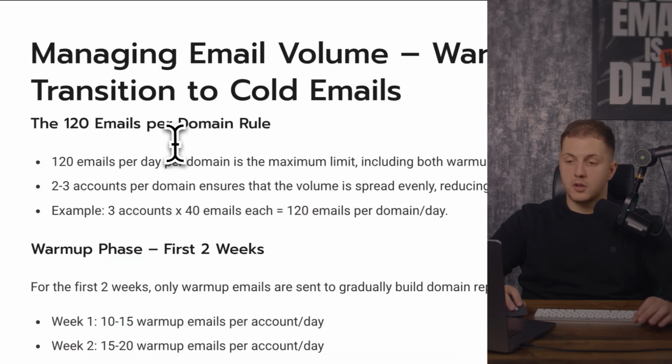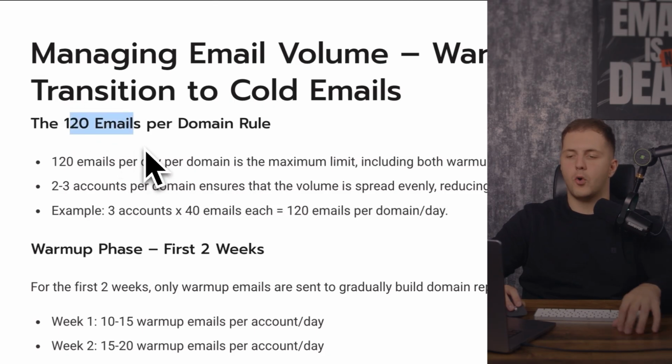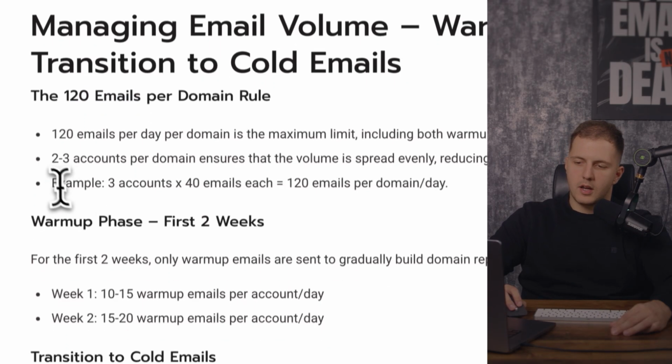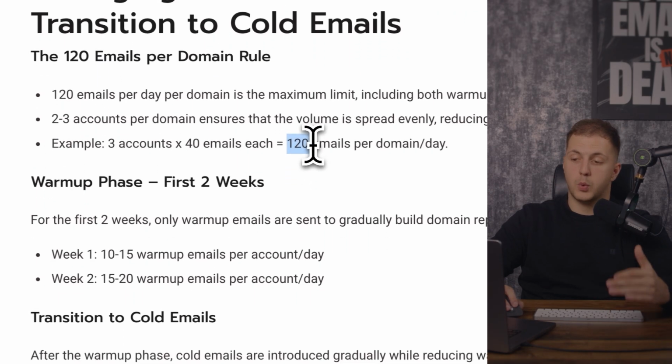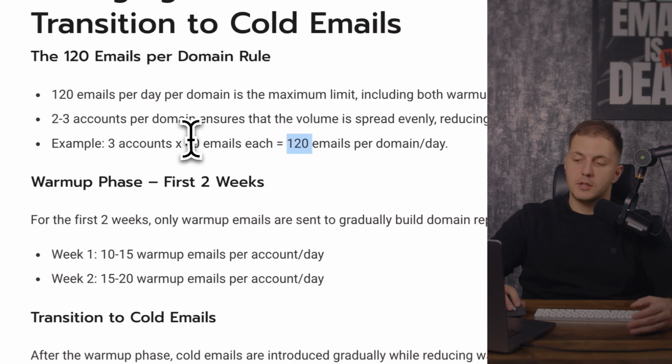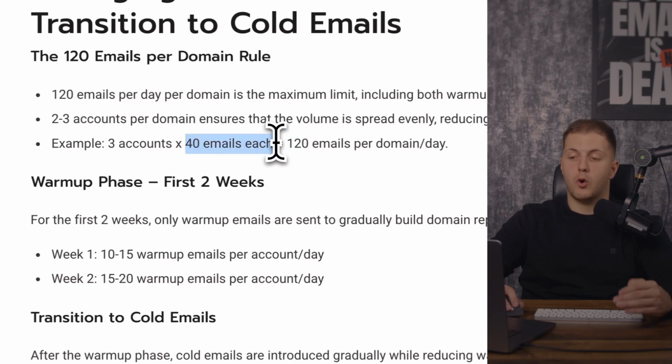Now, what's important here is that this volume includes both cold emails and warm-up emails, which means that, let's say we have 3 email accounts, and if we want to send 120 emails per domain per day, that means that each email account can only send 40 emails per day.